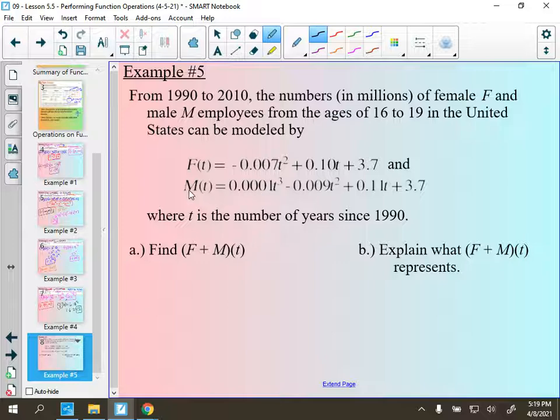Same thing for this lower one. It's just for male employees. So if I plugged in a 10 here for t, I could cube it, square it. In the year 2000, how many male employees were there in the United States ages 16 to 19? All right, so just kind of breaking that apart a little bit. I get it. That's kind of intimidating, seeing all these big decimal numbers and this M and T. Ultimately, what are we being asked to do with this information?